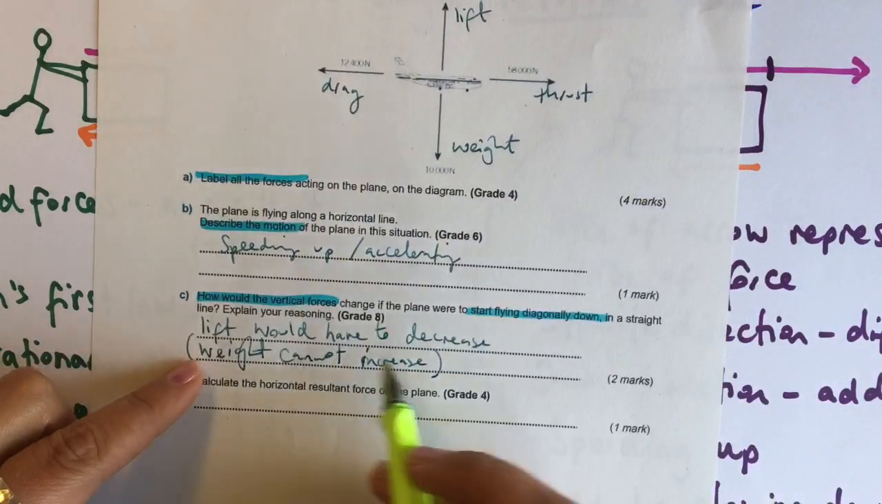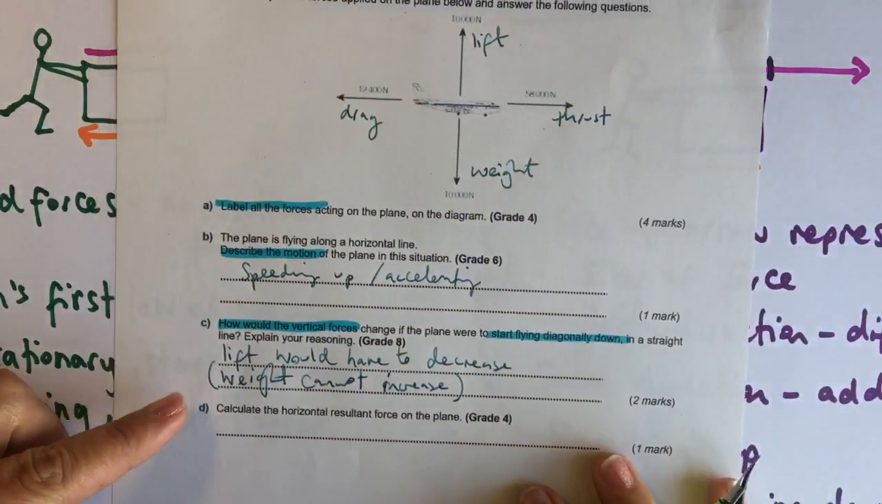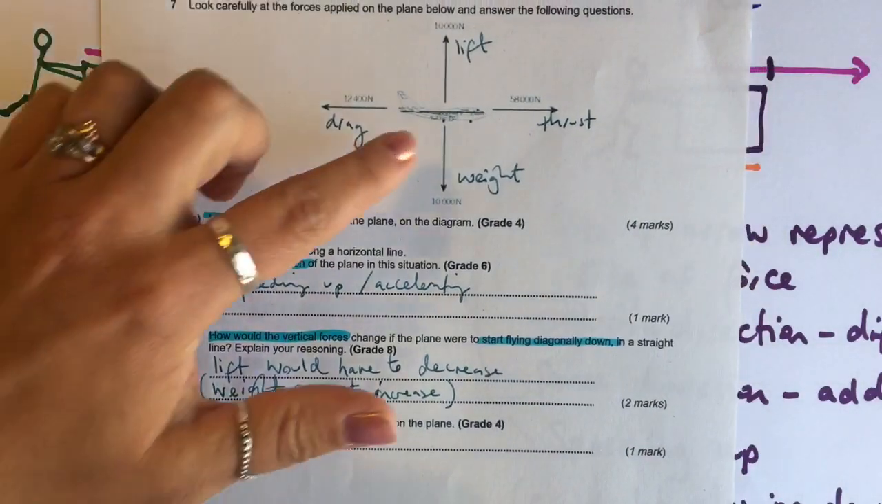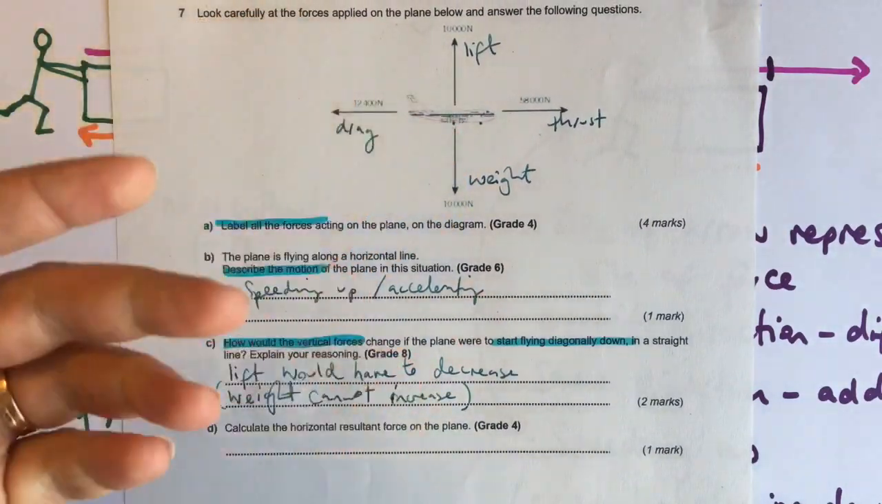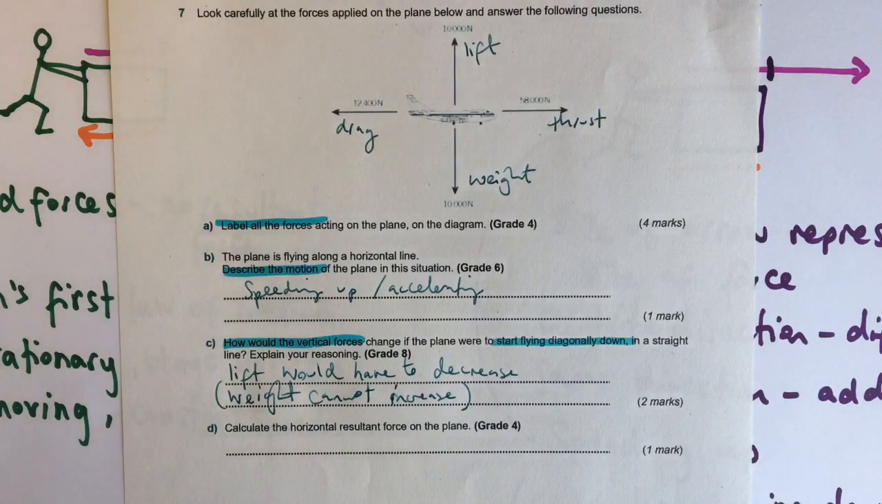So that's a question where you have to think about the context that it's being given in. Your gut feeling would be, oh, we'll increase the weight of it, but if you've got a plane in the air, you can't start adding weight to it.